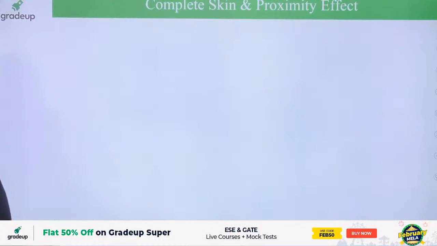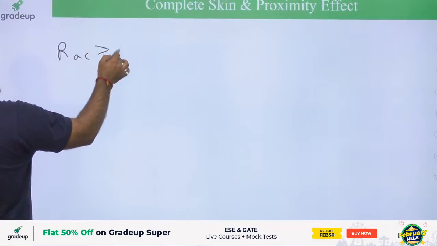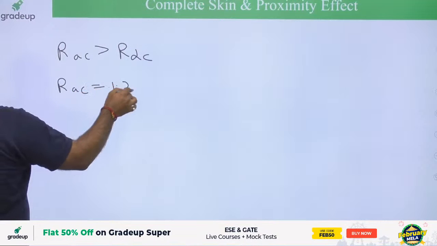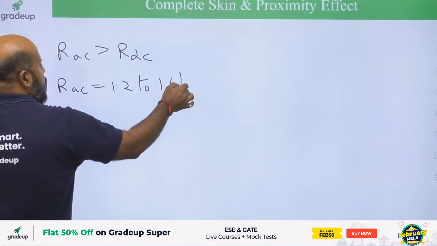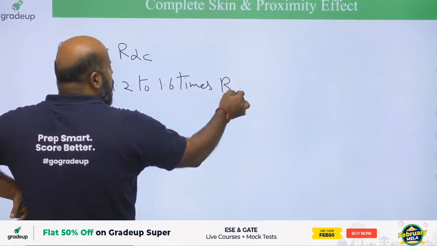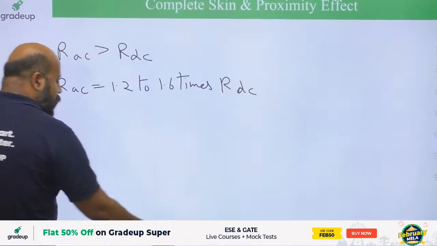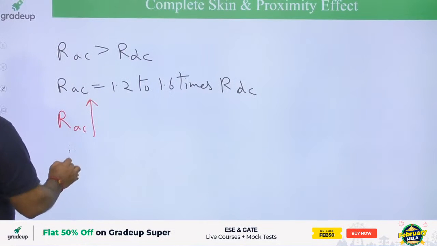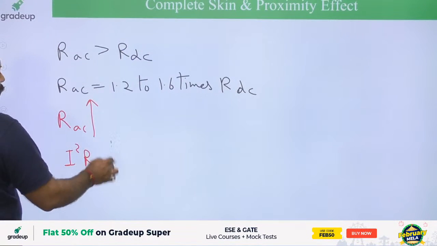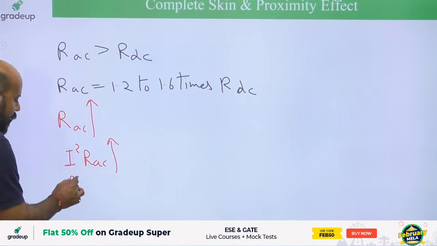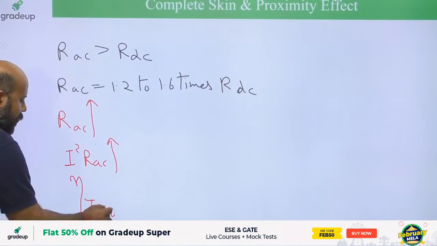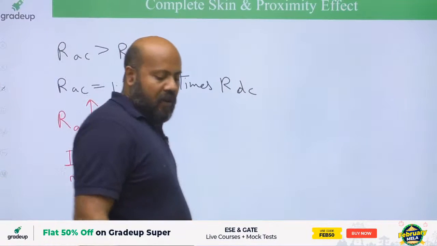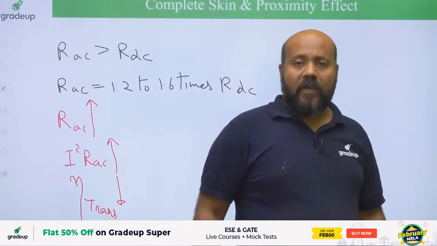So the consequence of skin effect is that RAC is more than RDC, or you can say with some approximation that RAC is 1.2 to 1.6 times RDC. Because of the skin effect, the resistance is increased, so definitely I square R losses are increased, and when losses are increased, my friend, the efficiency of transmission is going to be reduced. So these are the important consequences of the skin effect.